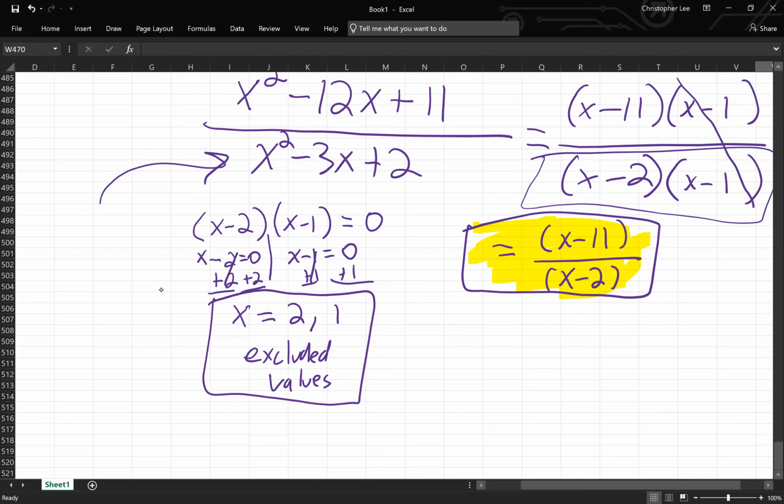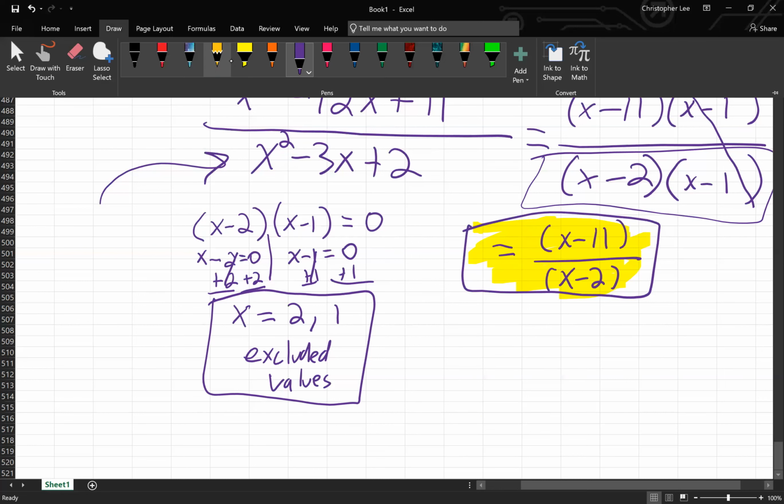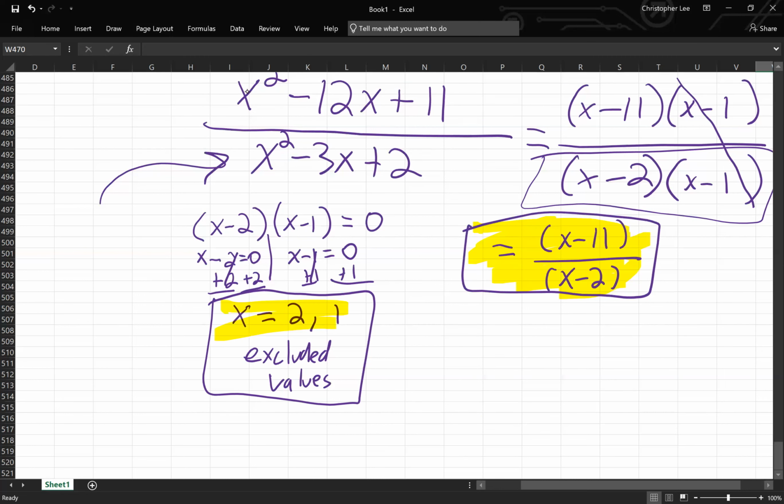But on the homework, they might ask you what the excluded values are. So this right here that we just found, that's the excluded values when you set the denominator equal to 0. Got it. So there are two types of answers. What the excluded value means is that in this particular expression, x could be any number it wants to be, except these two, except 1 and 2.